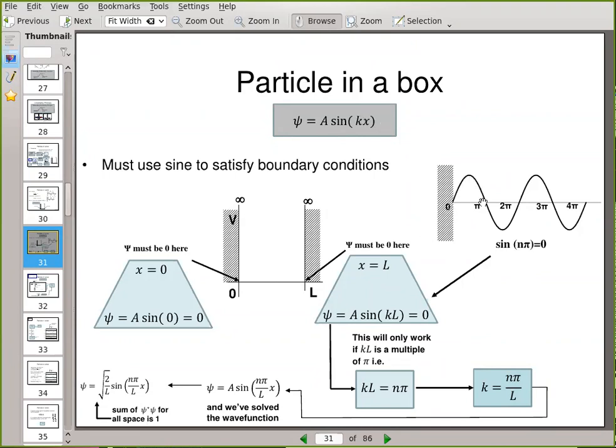From this graph, you see sine of 1 pi is 0, sine of 2 pi is 0, sine of 3 pi is 0, sine of 4 pi is 0. So that's a good question. N pi over L scales the sine function in space so that when you reach L, the L's cancel out and you're left with n pi. You're left with something that will force the sine to drop down to 0.